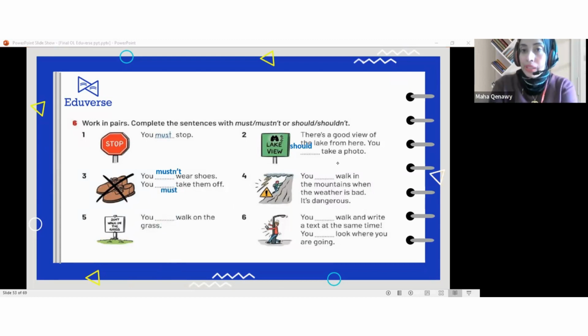For number 2 here, there is a good view of the lake. You should see it. Yeah, I advise you to see it. You should take a photo.